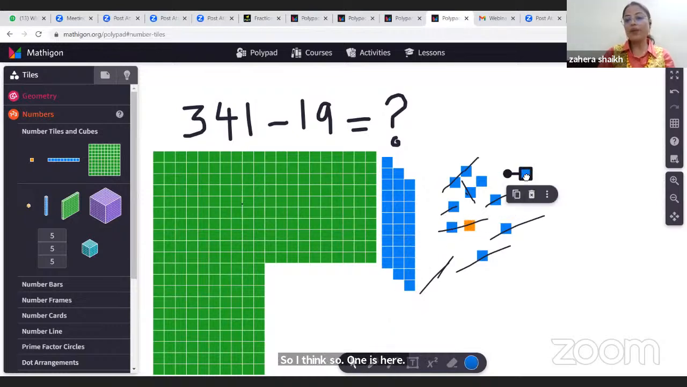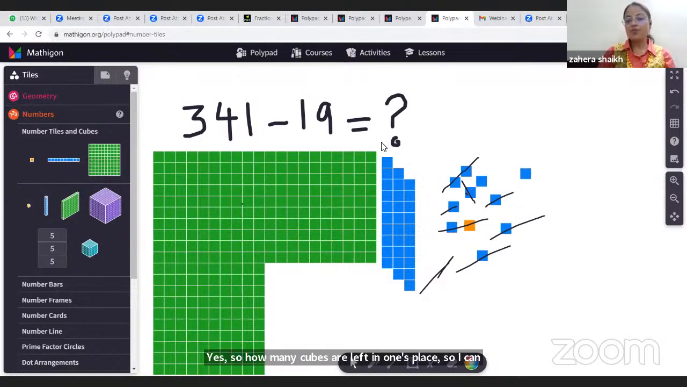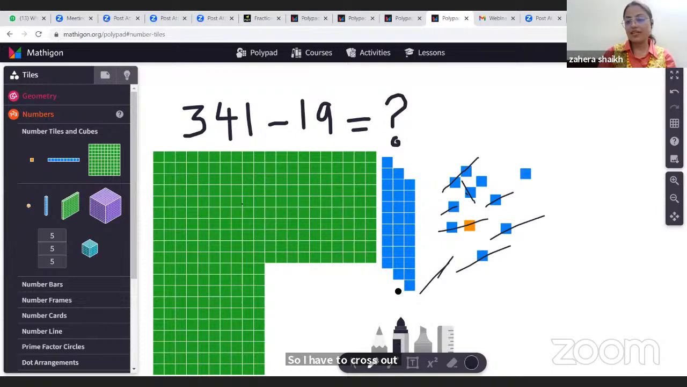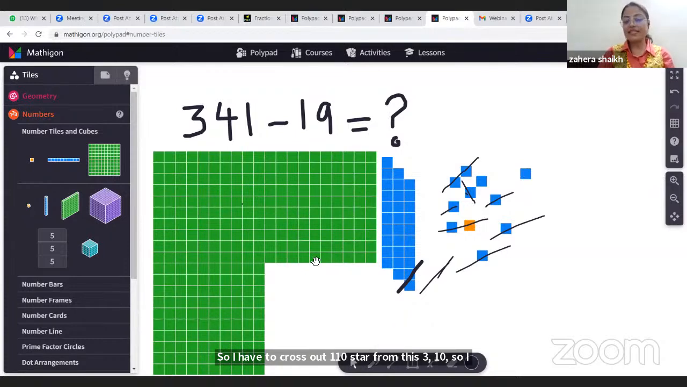Yes. So how many cubes are left in the ones place? I can see that there are 2 unit blocks. Now, if I move to the next place value, I have 1 ten. So I have to cross out 1 ten tower from these 3 ten towers. I can remove it or just strike it out. So now I can see clearly what exactly the number is that I am left with.